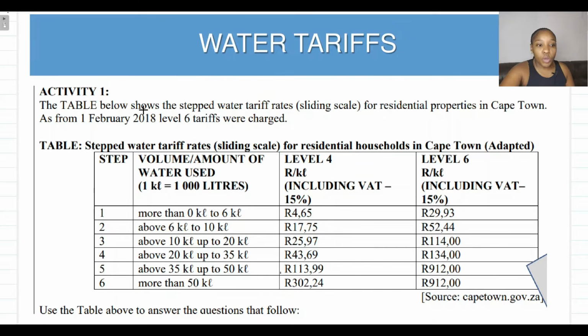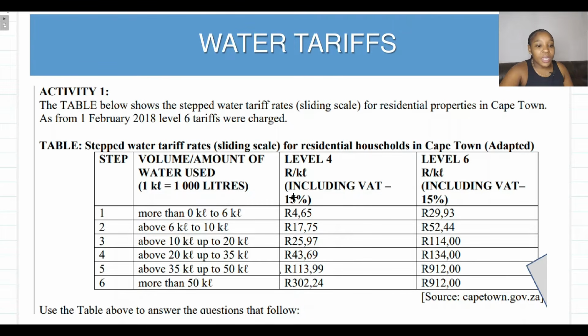The table below shows the stepped water tariff rates, sliding scale, for residential properties in Cape Town. As from the 1st of February 2018, level 6 tariffs were charged. So this is the step table that has been given to us. We are given 6 steps, and we are given the volume, or the amount of water that is used. We are told that 1 kiloliter is equal to 1,000 liters.